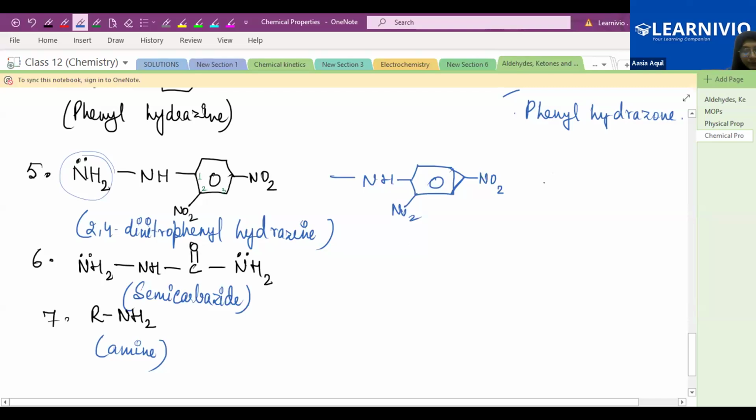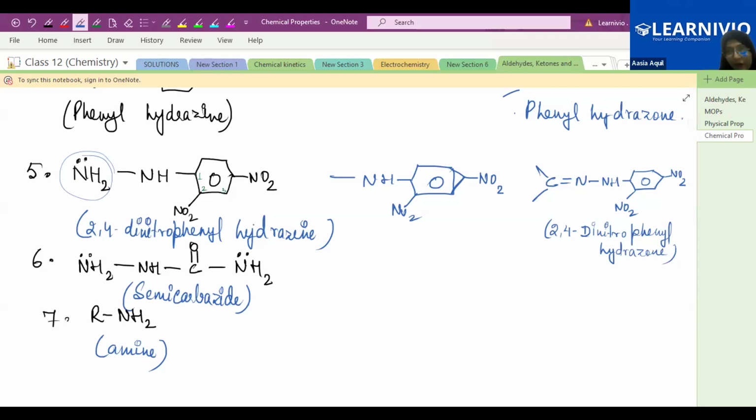And what will be the product? C double bond N, NH with the dinitrophenyl group. Yes, this whole thing. Okay, so what is the name of this one? This is your 2,4-dinitrophenyl hydrazone. So 2,4-dinitrophenyl hydrazine can be converted to 2,4-dinitrophenyl hydrazone by treatment with a carbonyl compound.